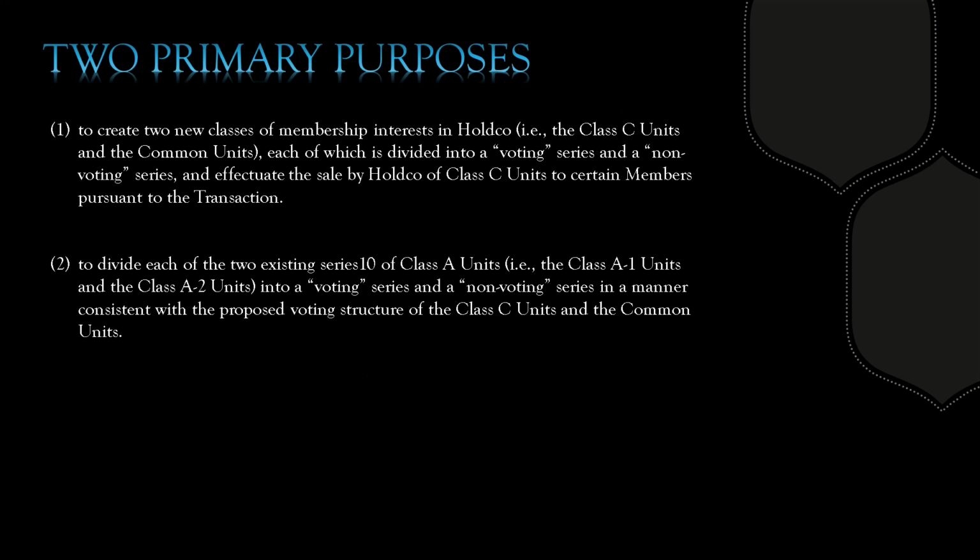So, two primary purposes. Number 1, to create two new classes of membership interests in Holdco. For example, the Class C units and the common units, each of which is divided into a voting series and a non-voting series, and effectuate the sale by Holdco of Class C units to certain members pursuant to the transaction. And number 2, to divide each of the two existing series of Class A units into a voting series and a non-voting series in a manner consistent with the proposed voting structure of the Class C units and the common units.